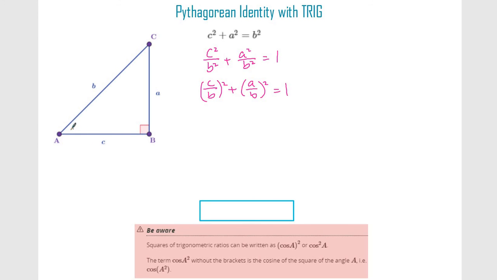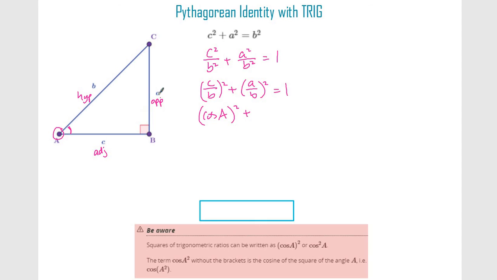So here, I'm going to use my angle A. This is my reference angle, whatever you want to think about it as. So C is my adjacent, B is my hypotenuse, A is my opposite. So here we had C over B. So that is adjacent over hypotenuse, which is cosine. So we know cosine of angle A is C over B.